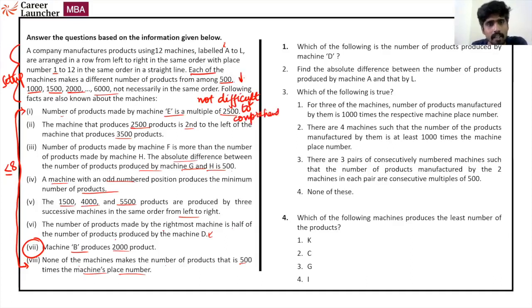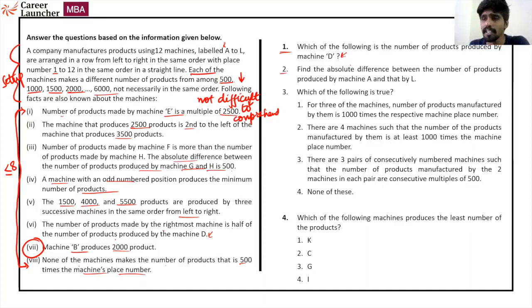The setup is not difficult to comprehend. There are only 8 points in the follow-up, which is something that lies in my radar. The next step in selection of sets is looking at what the questions are asking. What is the number of products manufactured by machine D?